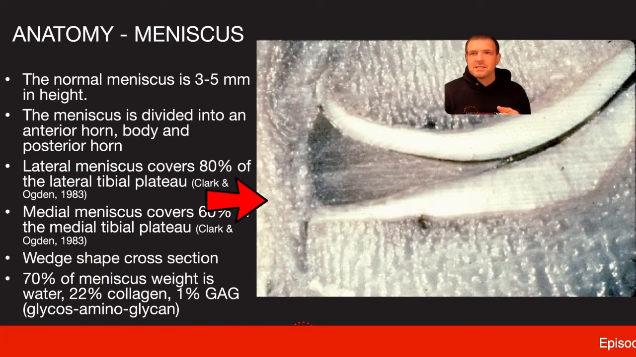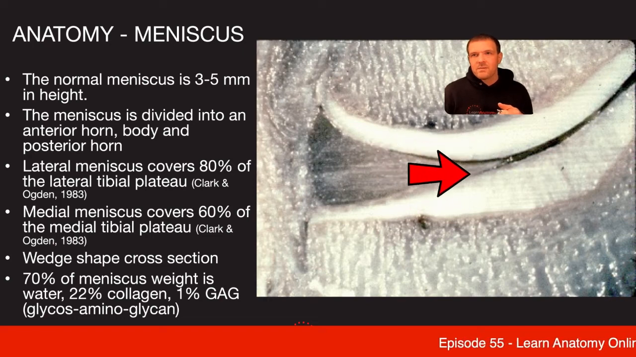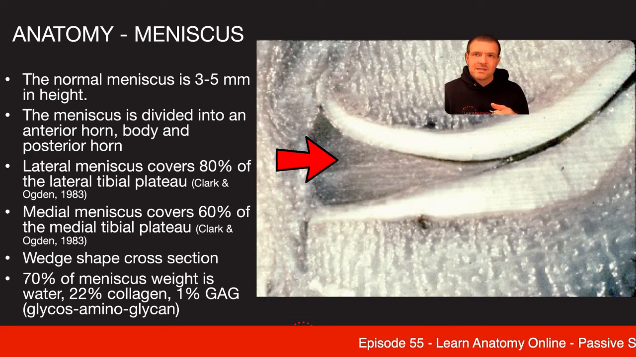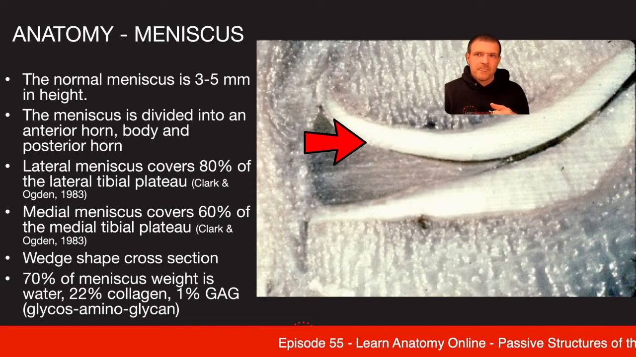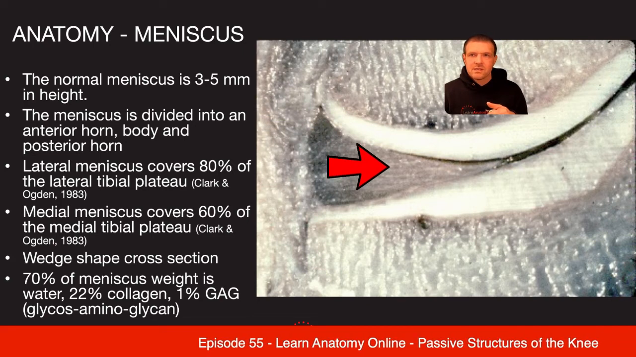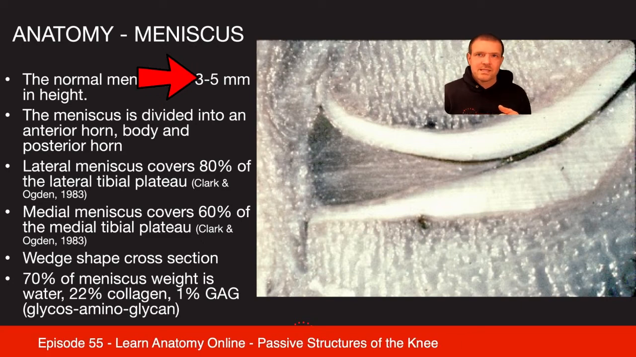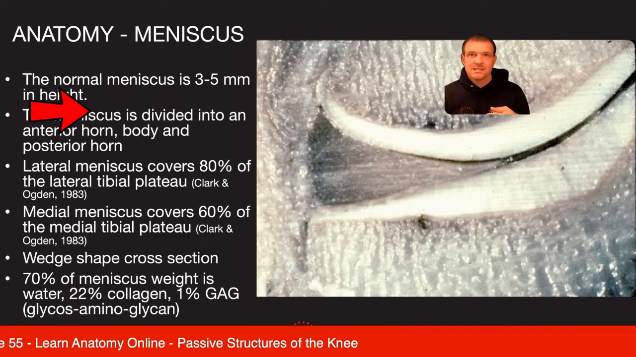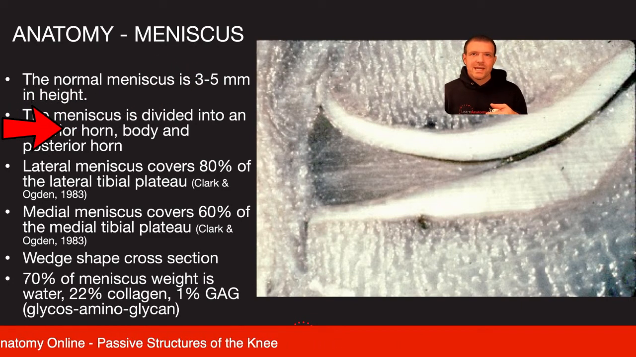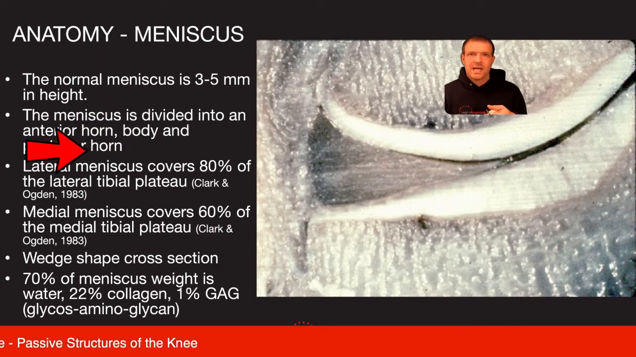This is a really good image. You can see the condyles of the femur, condyles of the tibia, and that's the meniscus. It looks like a wedge. So it's wedge shaped, thicker on the outside, thinner in the middle. The normal height of a meniscus is between 3 and 5 millimeters. And it's divided into an anterior horn, the body, and a posterior horn. We'll have a look at those in a sec.